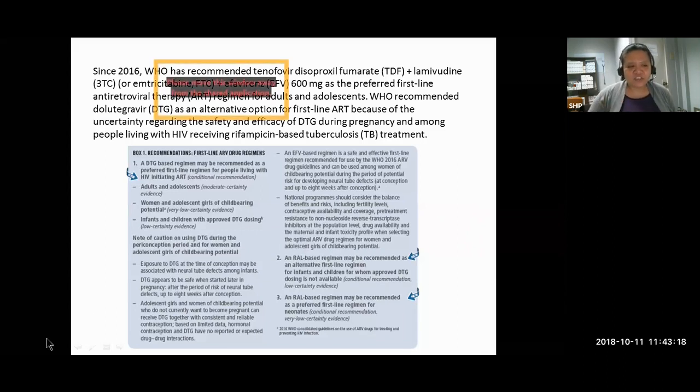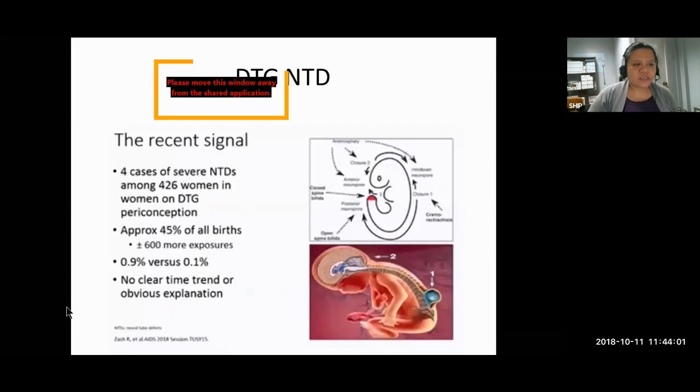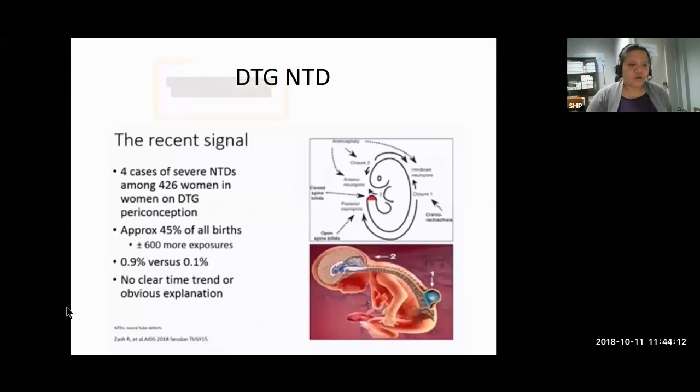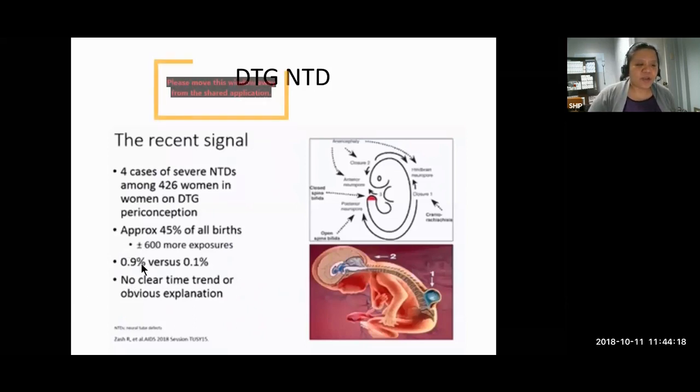So ano ba to? So kasi, this dolutegravir, no? It's an integrase strand inhibitor. It was discovered that dolutegravir actually has some neural tube defects side effect among pregnant women. So what does NTD mean? There were 4 cases of severe neural tube defects among 426 women on DTG periconception, or before they got pregnant. So ang frequency niya is 0.9%, versus 0.1% among those who are not on dolutegravir.